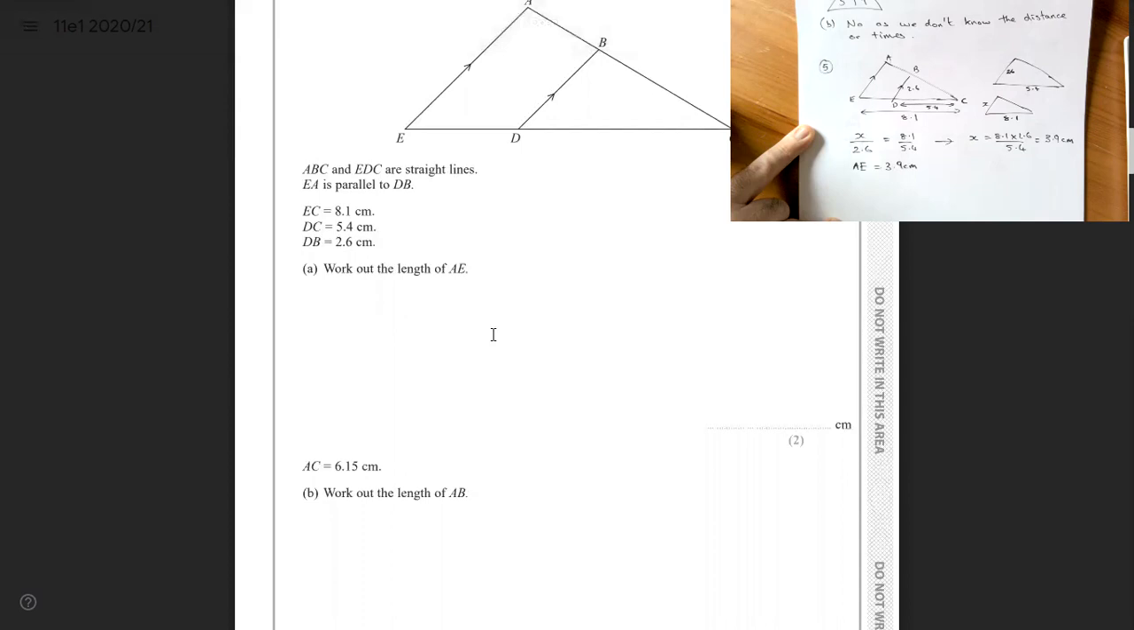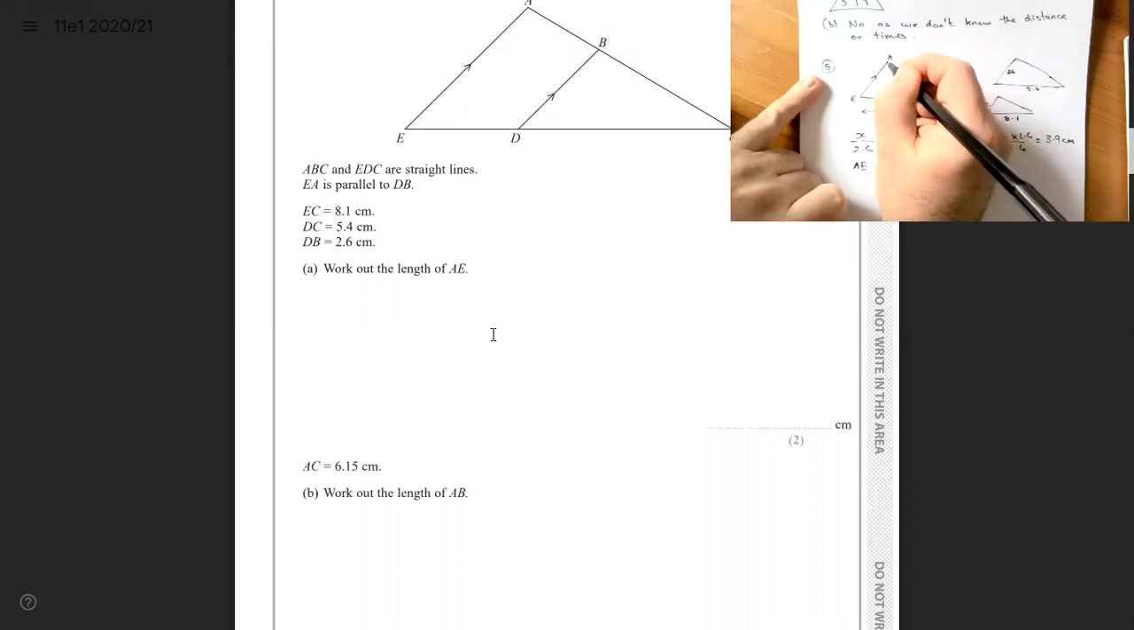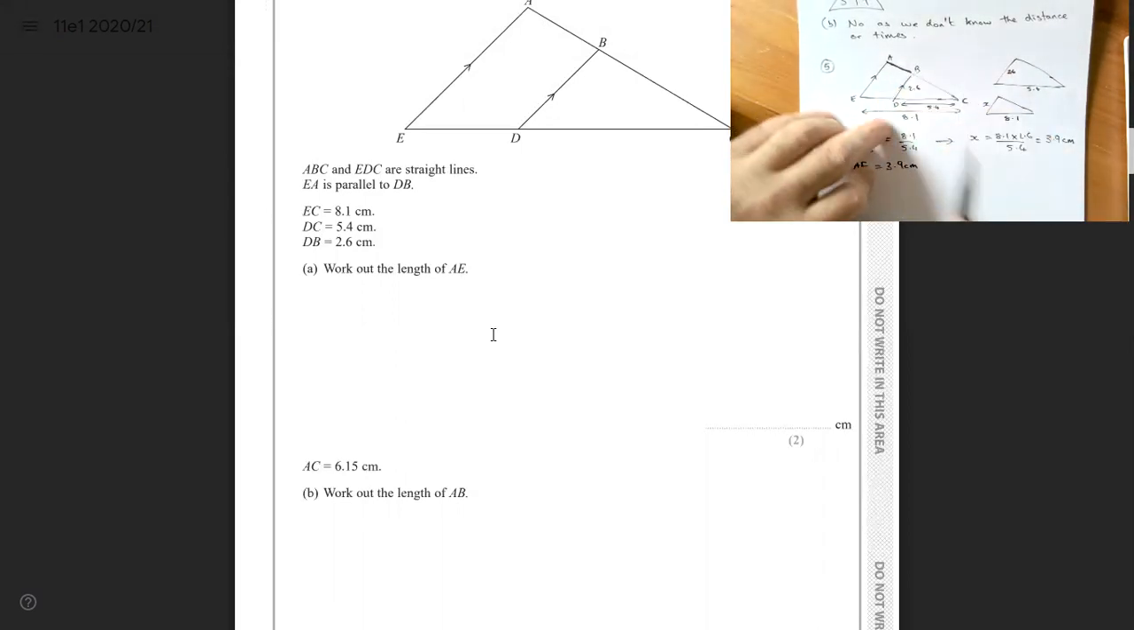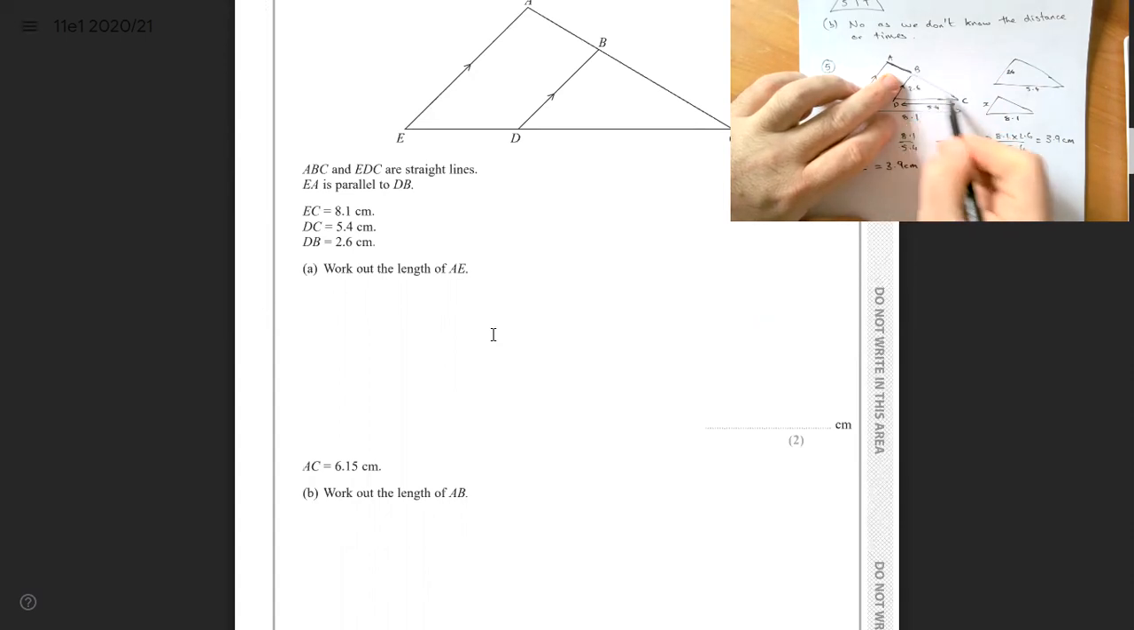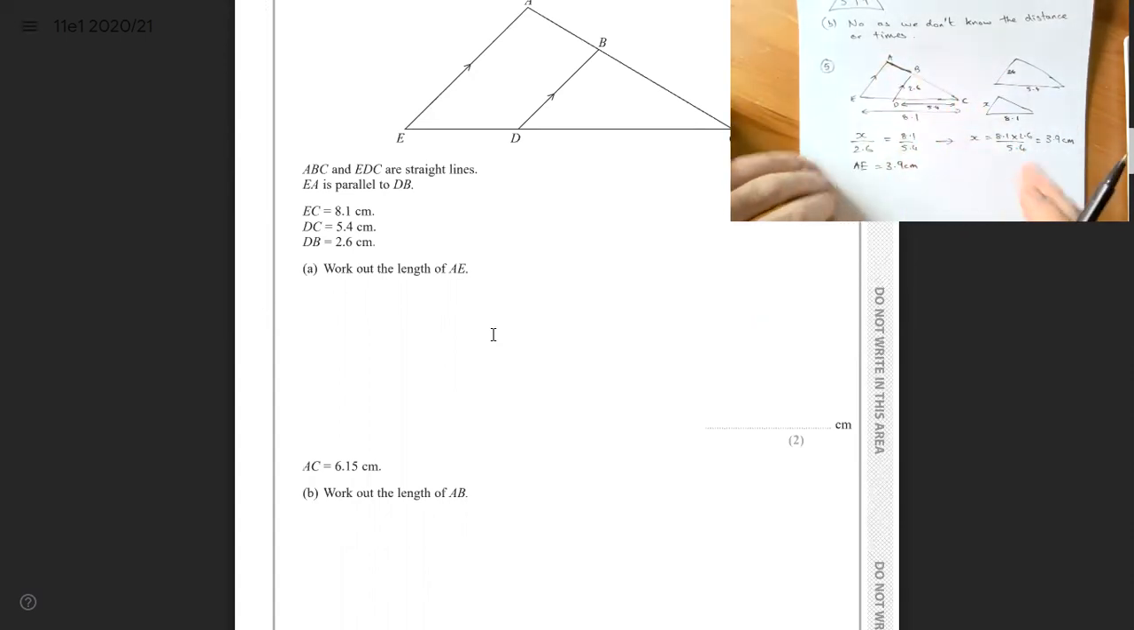Part B, AC is 6.15, work out the length of AB. So what's this length here? Okay, but we can't calculate that length. We can calculate the length of BC and then take it away from AC.